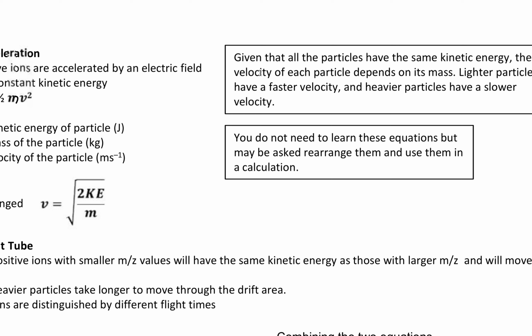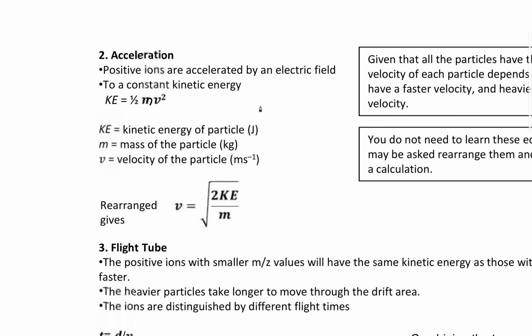So you do not need to learn these equations, but may be asked to rearrange them and use them in a calculation. That's what I love about these notes, they give you exam techniques. So they're saying you don't really need to know this equation, but you may be asked to rearrange it in the exam. They might give you this equation and say, Bob wants to find the difference of velocity between the light and heavy positively charged ions. Which equation should he use and how should he apply it?